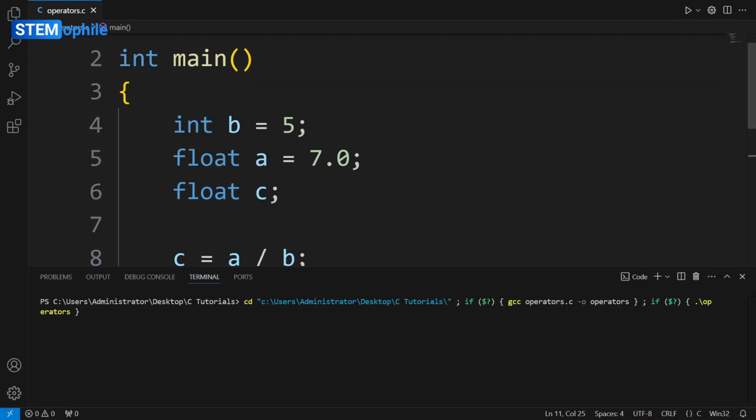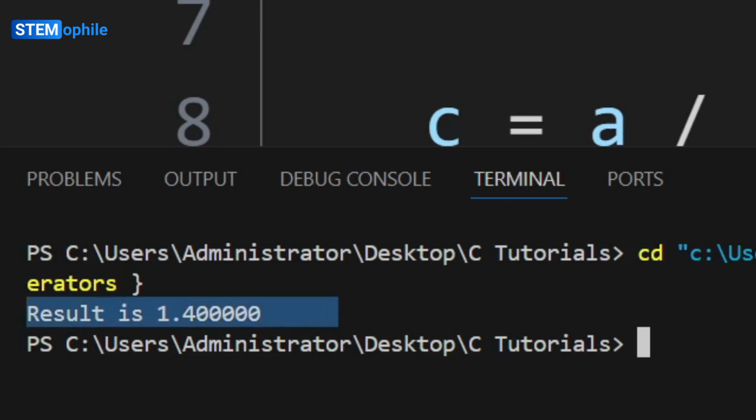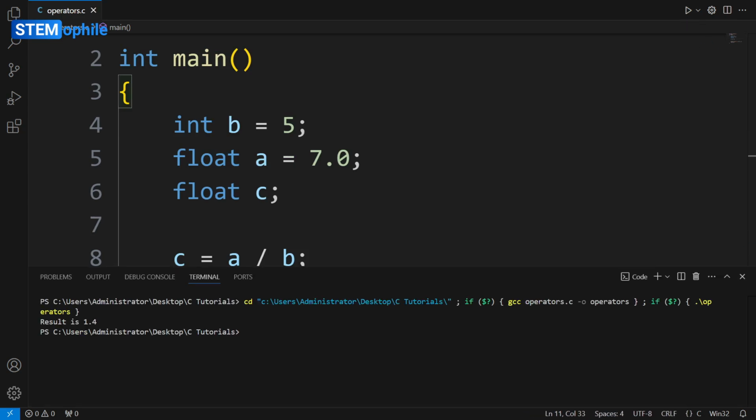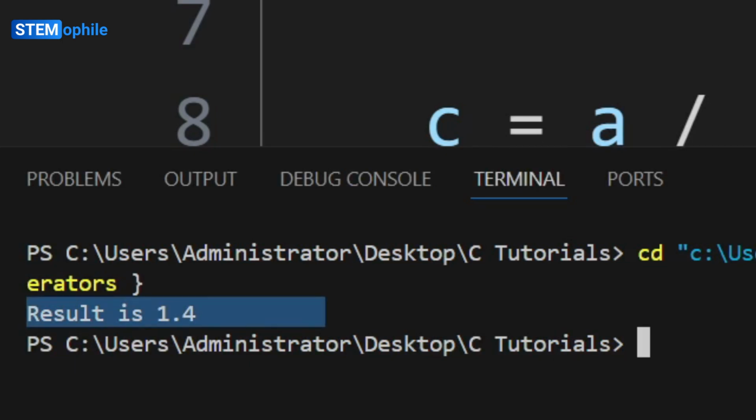Now, let's run the program. It prints result is 1.400000. By default, %f displays 6 digits after the decimal point. If we want it to display only one digit after the decimal point, we write %.1f, which means show only one digit after the decimal. Let's run it. Now it prints 1.4.